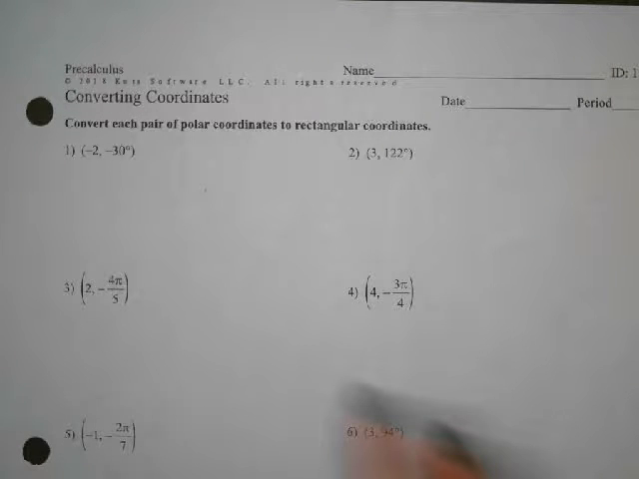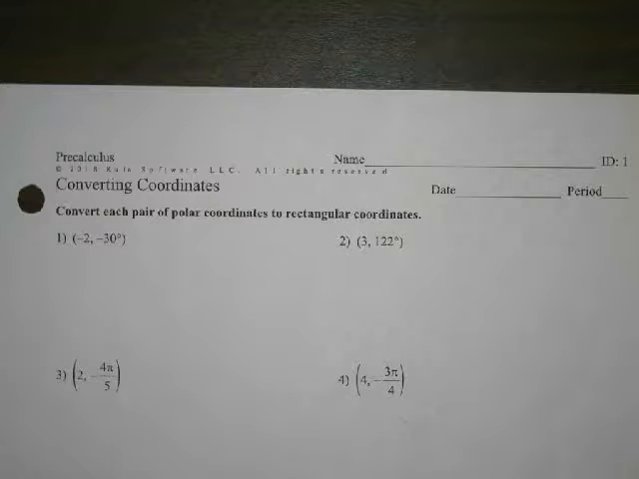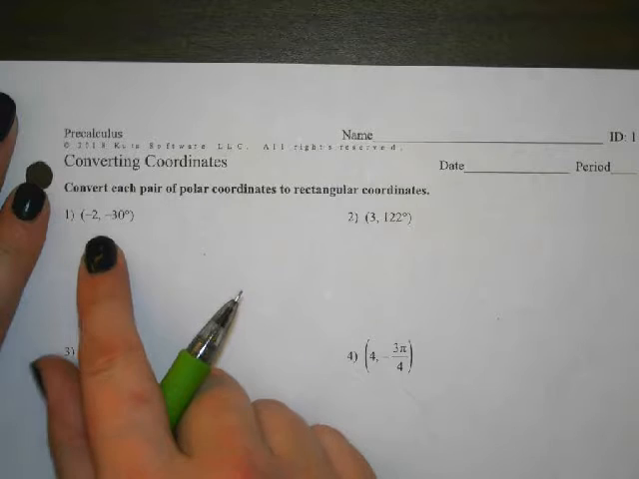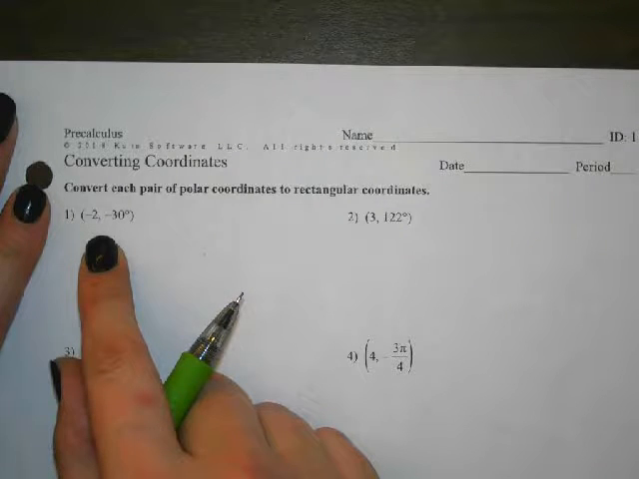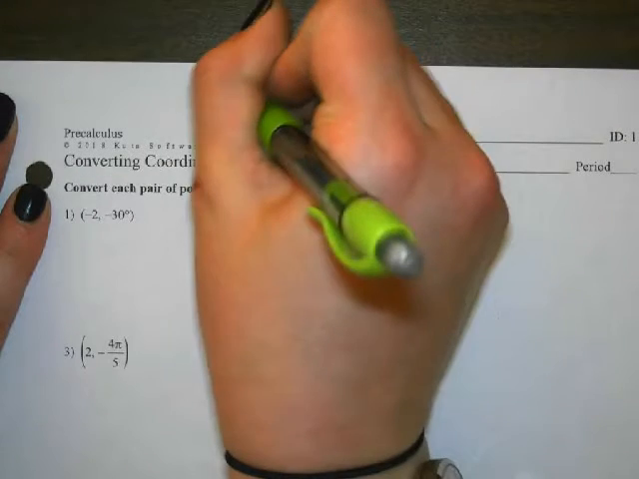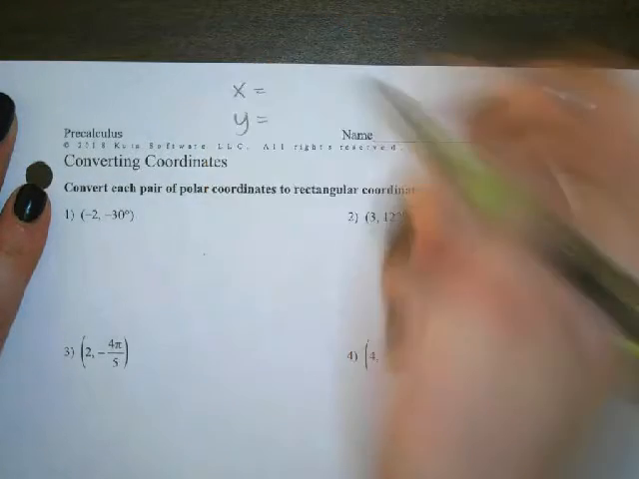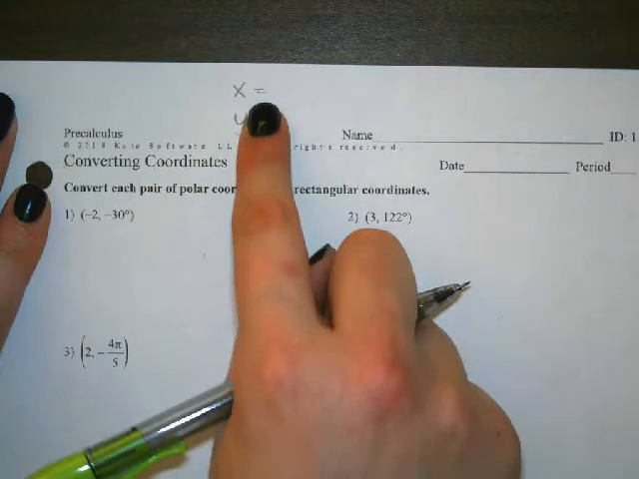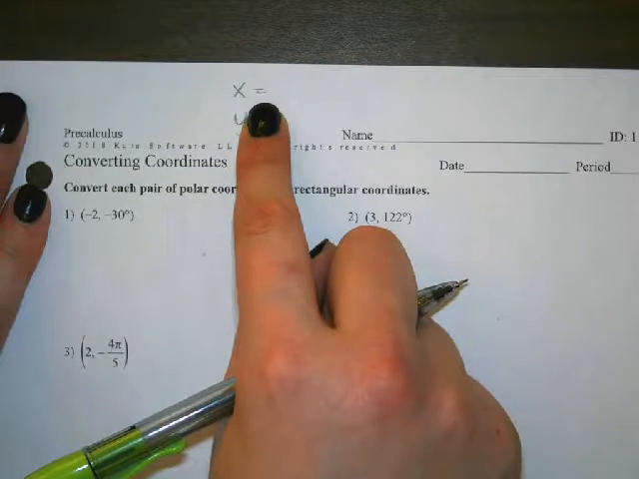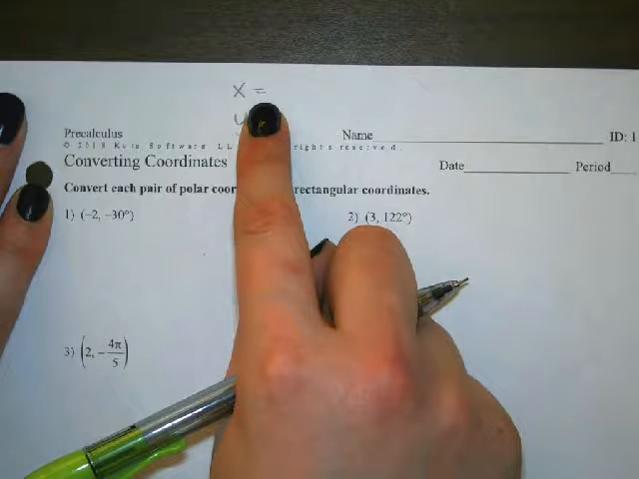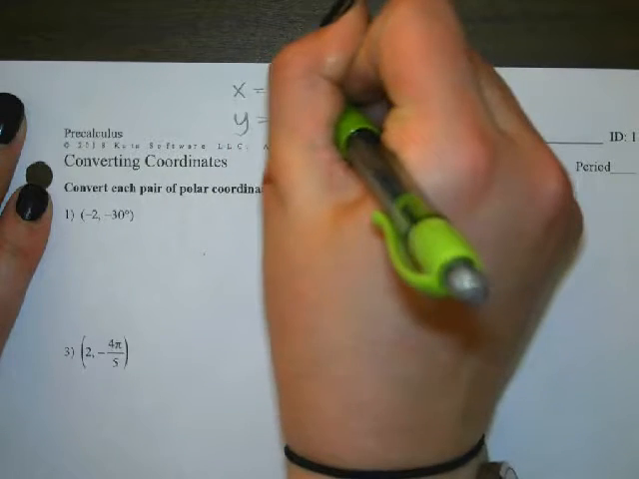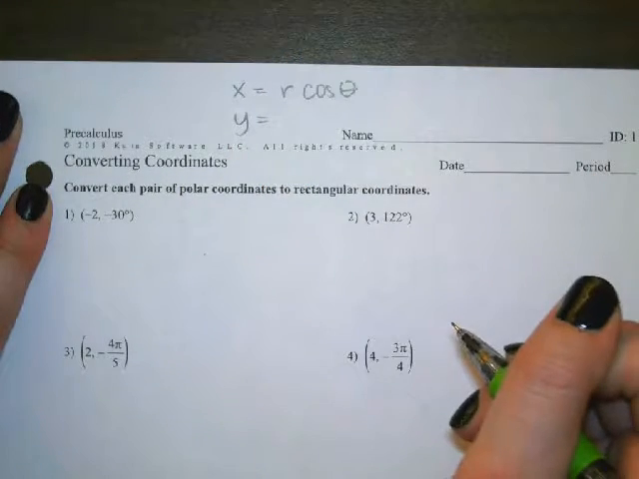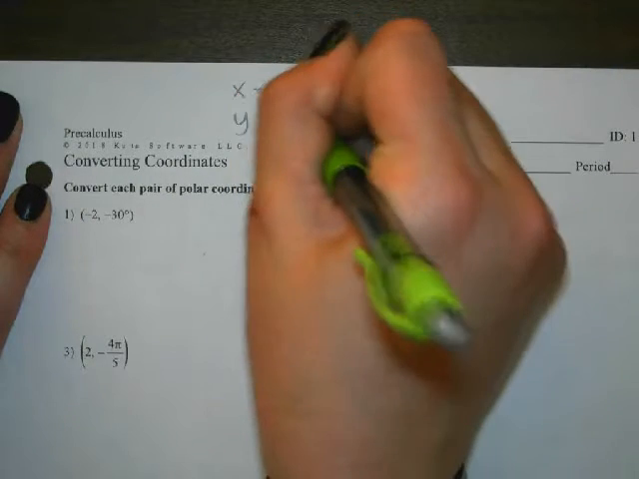At the end of the video, there were 4 formulas that I talked about. The formulas we're going to use to convert the polar coordinate into a rectangular coordinate are x equals and y equals. So on your notes, I said x equals what? R cos theta and y equals r sine theta.